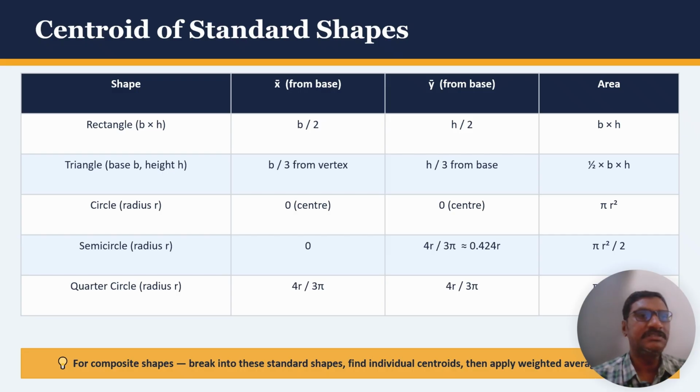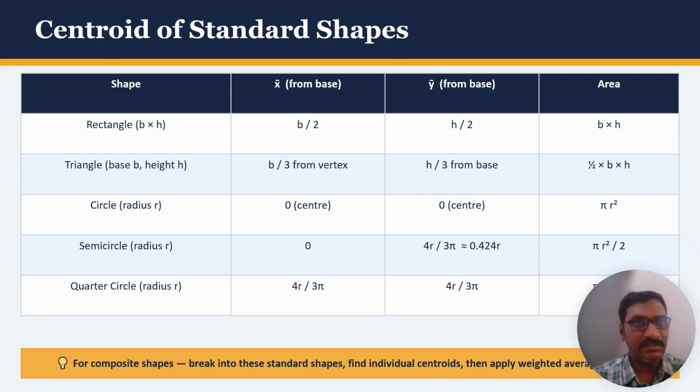Before we can apply the composite body method to complex shapes, we need to build our toolkit. We need to know by heart the centroid locations of the most common standard shapes, and these are the building blocks from which complex shapes are assembled. Let me go through every one carefully, and I want you not just to memorize the results, but to understand why each centroid is where it is.